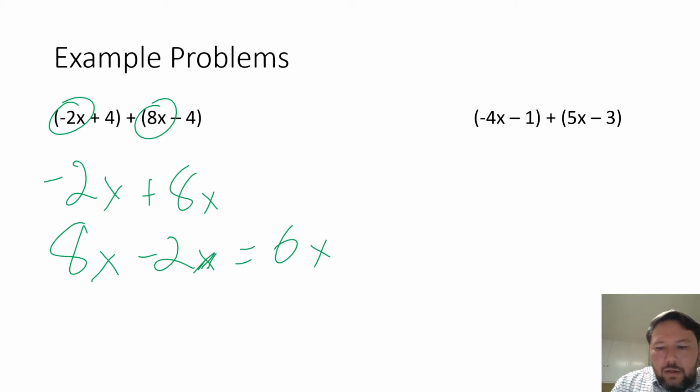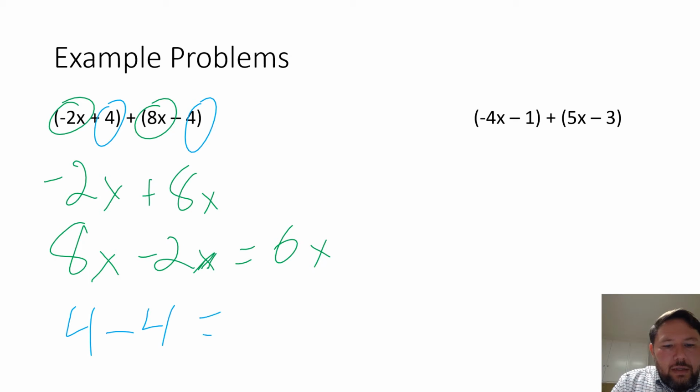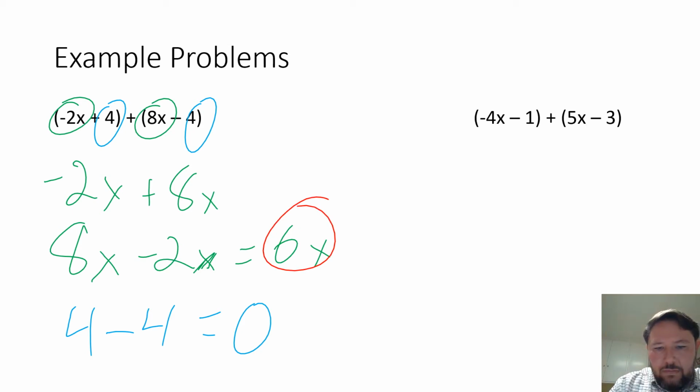All right, and then we have our constants. We have 4 and 4. So we have positive 4 there, and that's a negative 4 there. Well, that equals 0. So our final answer is 6x, because we had a 0 there, so we don't need to write anything about it.